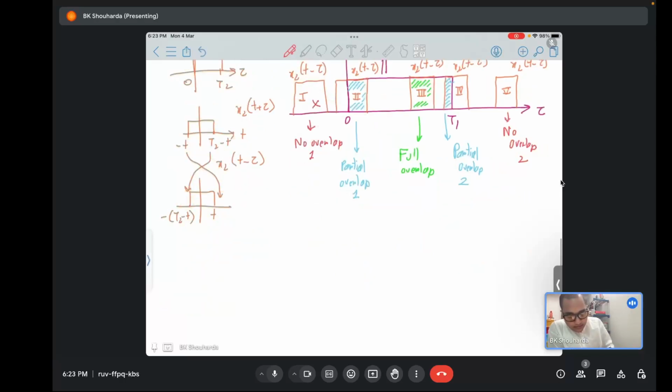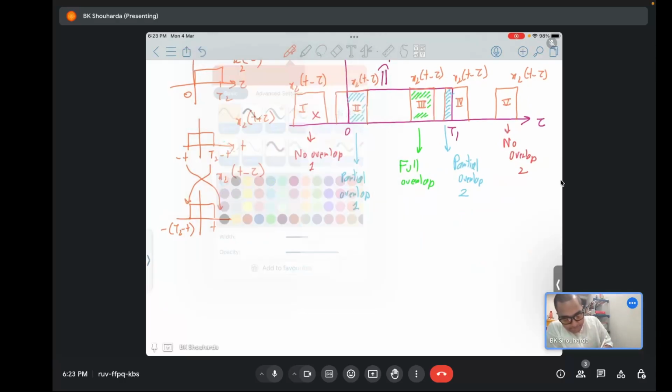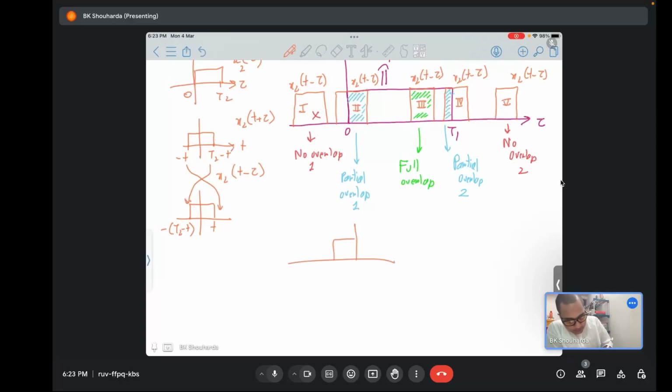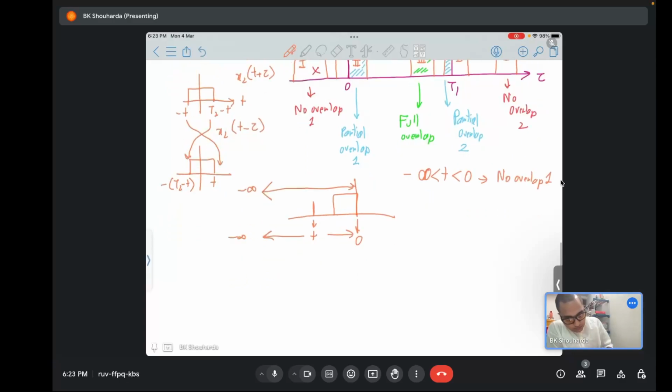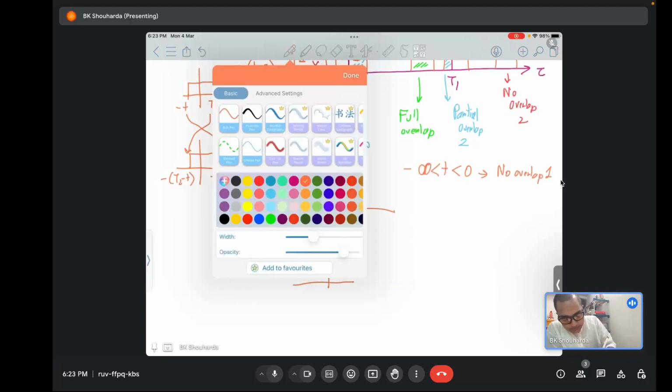Where does this no overlap take place, or when does this no overlap take place? No overlap takes place when the location is anywhere from minus infinity till this point. Okay, and what is this? This is the edge t, so t can go from minus infinity till 0. So minus infinity till 0 is my no overlap 1 zone. Then where is the partial overlap zone?